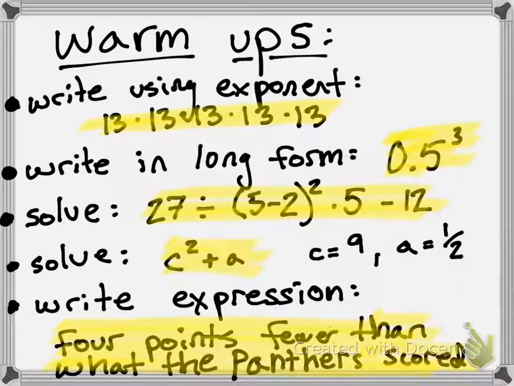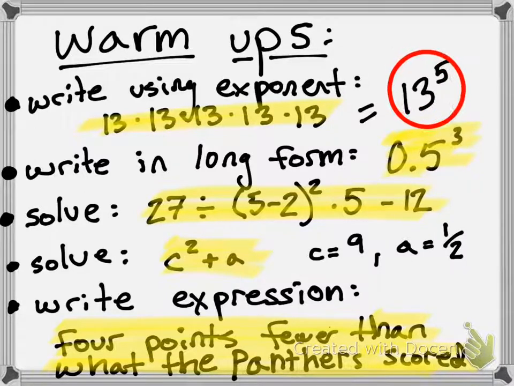Here are warm-ups for today. We are doing a review of chapter 6. So let's look at this first one. Write using an exponent. How could I write this one using an exponent? Who can tell me, Rocco? Yes, Rocco, it's 13 to the power of 5.